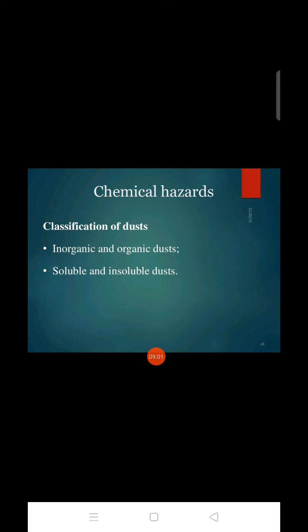Next is the classification of dust. There is inorganic and organic dust. Next, soluble and insoluble dust. These are the classifications of dust: inorganic and organic, soluble and insoluble dust.